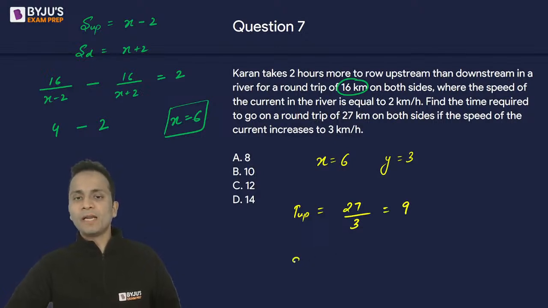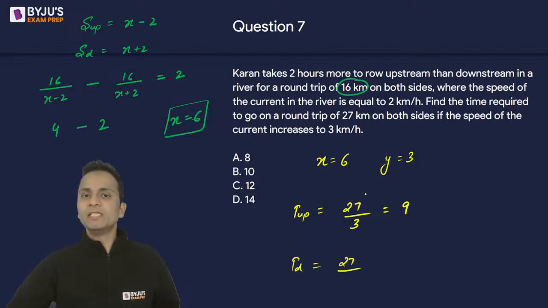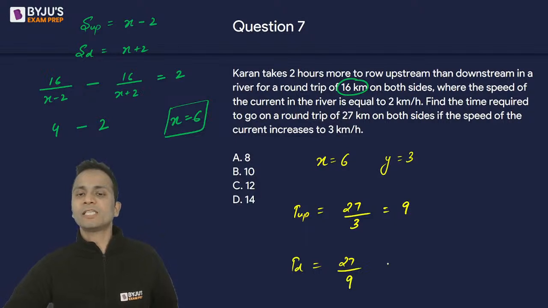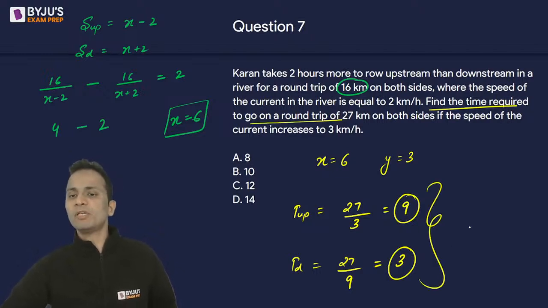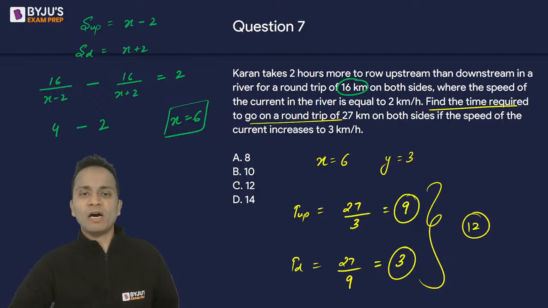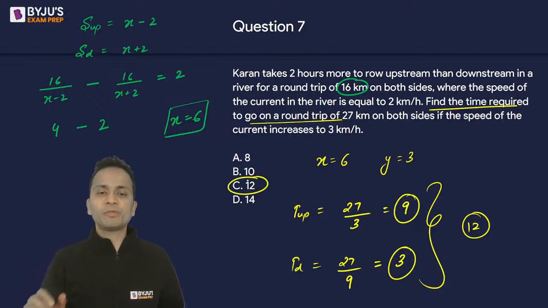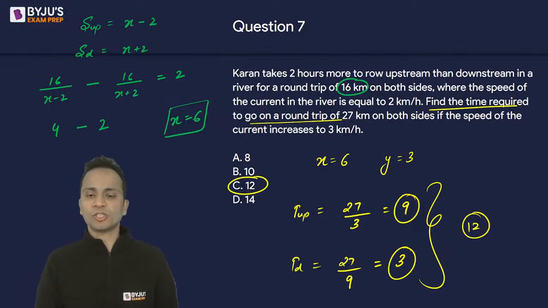9 hours. Time taken downstream will be distance upon speed. Speed downstream will be x plus y, that is 6 plus 3, 9. So 27 upon 9 is 3. 9 hours taken upstream, 3 hours taken downstream. They want to find the time required to go round trip. So 9 plus 3, the answer will be 12 hours. So 12 hours, option C will be the correct answer of this question.